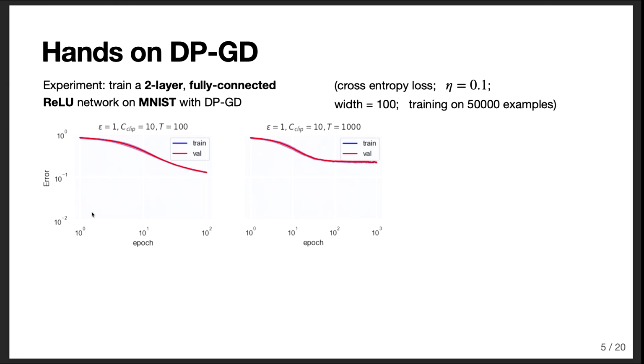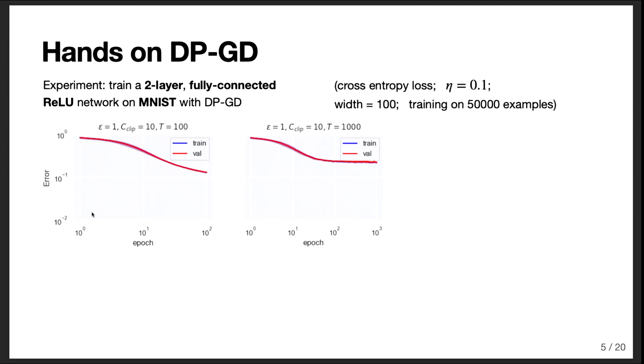Why aren't they identical? For a fixed epsilon and a fixed clipping constant, if you allow more epochs, then at every iteration you need to add more noise. So even in the early stage, this is going to be more corrupted. Yeah, got it. Okay. Great point.